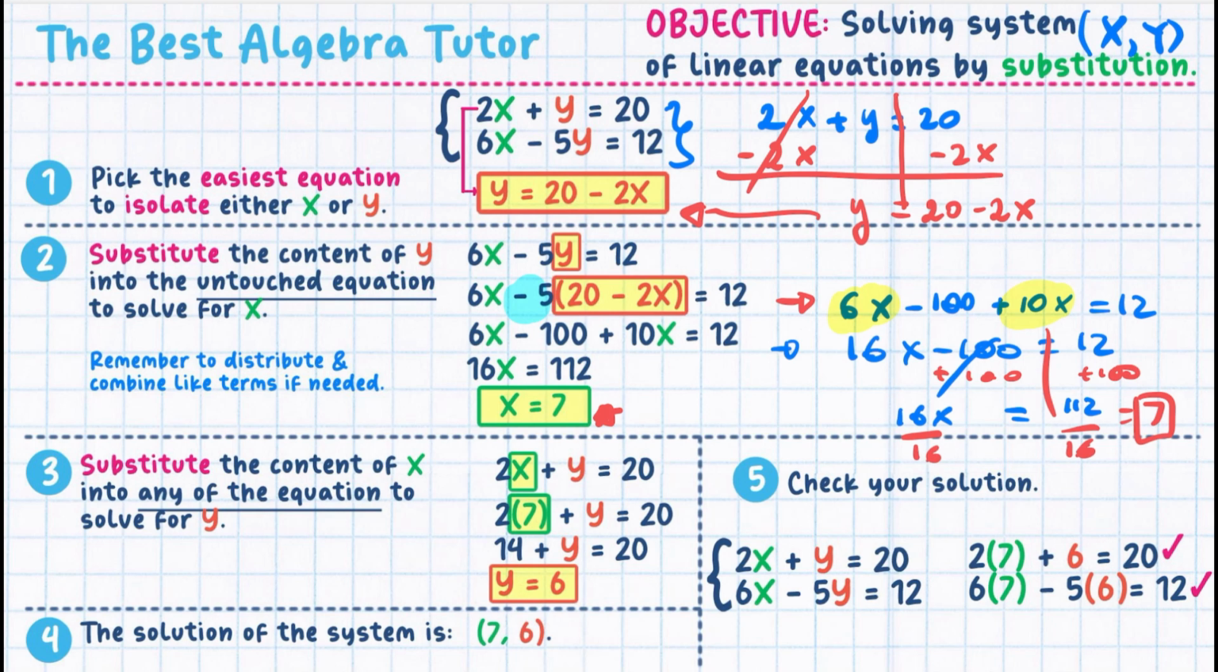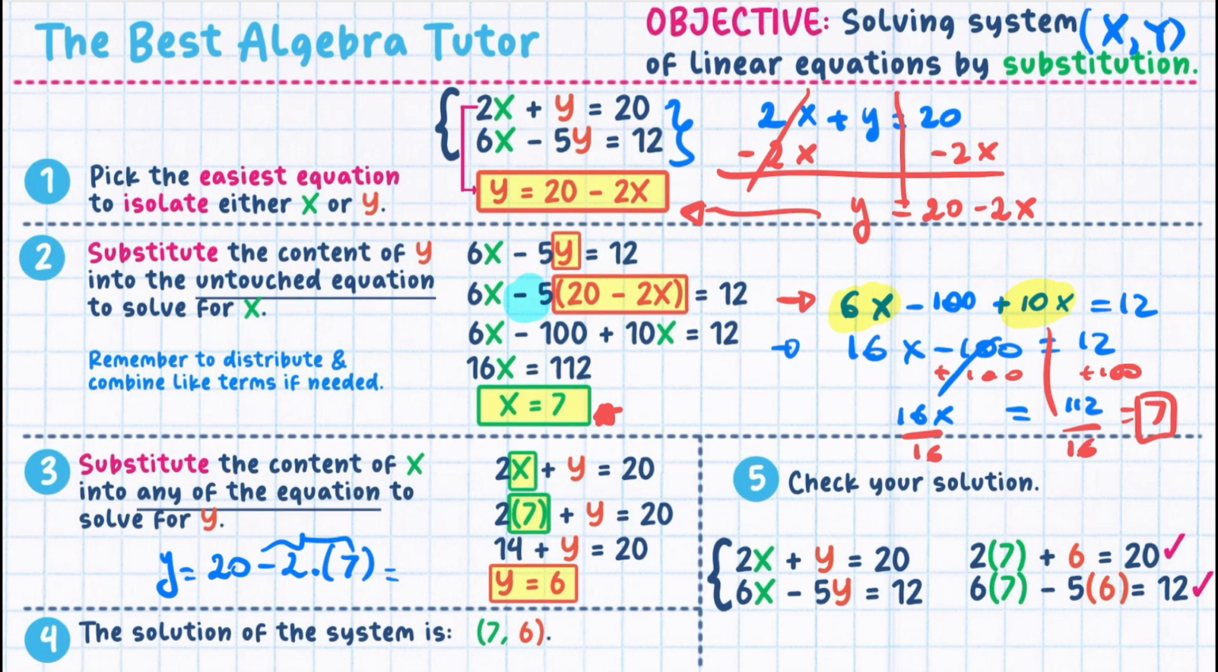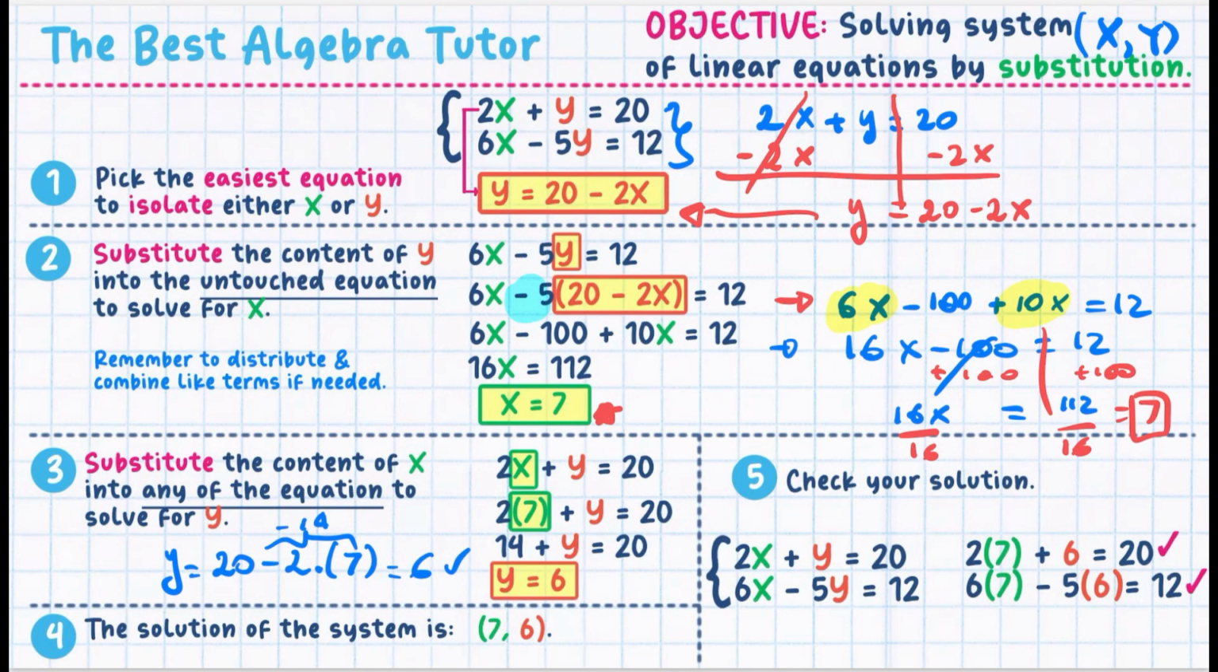All right? Or like what I just told you, we can just use this equation directly because we already isolated for y. So I could have just done y equals 20 minus 2 times my x, which is 7. 2 times 7 is 14. 20 minus 14 is 6. Same thing. So that's it. That was super easy. So the solution of the system is my x is 7 and my y is 6.